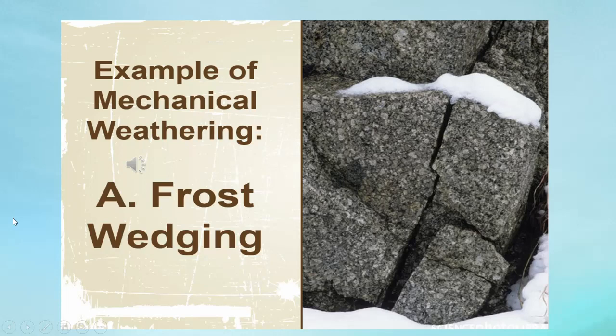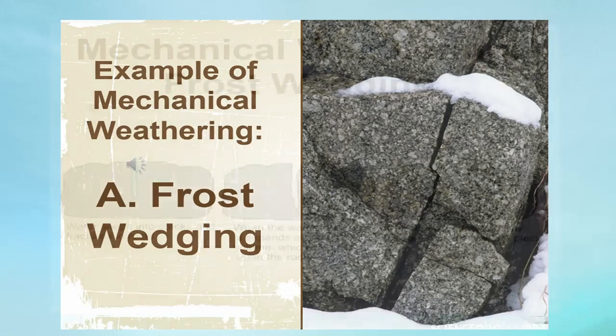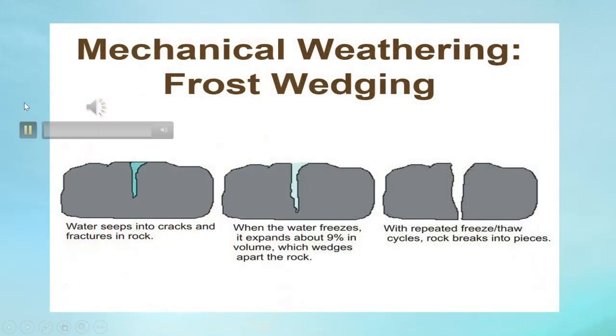Example of mechanical weathering. First, we have frost wedging. So what happens when we have frost wedging? Water seeps into cracks and fractures the rock. Next, when the water freezes, it expands about 9% in volume, which wedges apart the rock. Lastly, since there are repeated freeze-thaw cycles, the rock breaks into pieces.